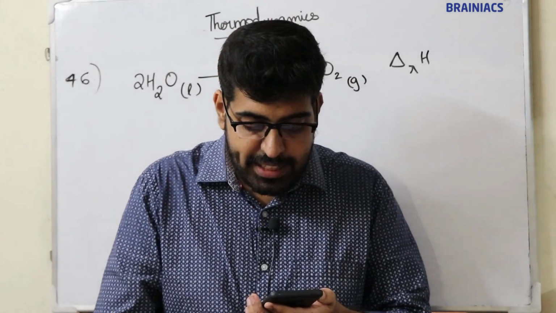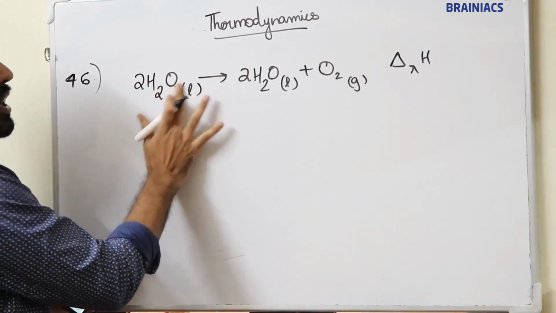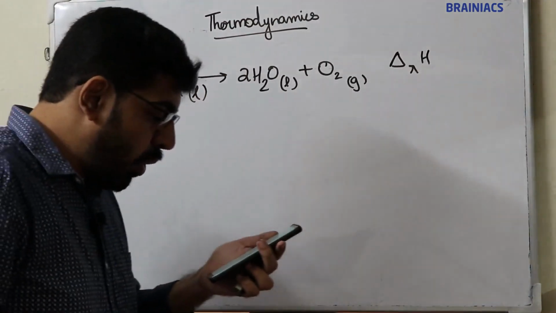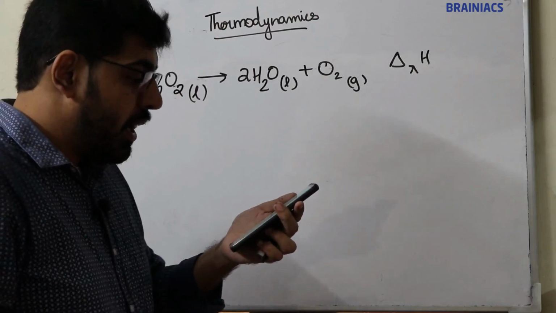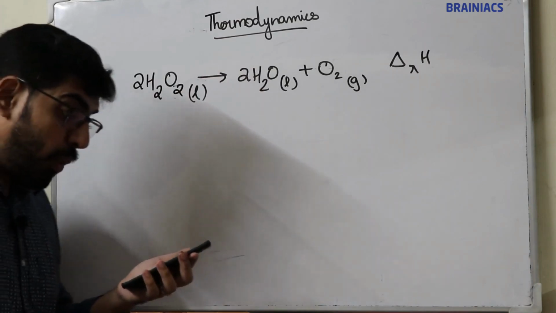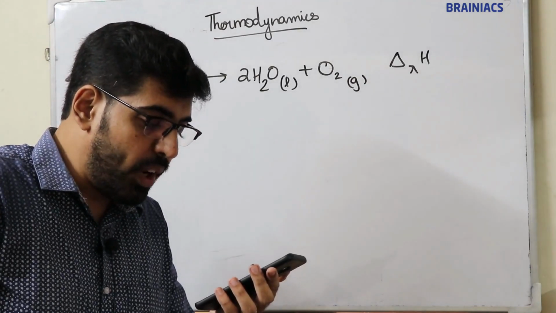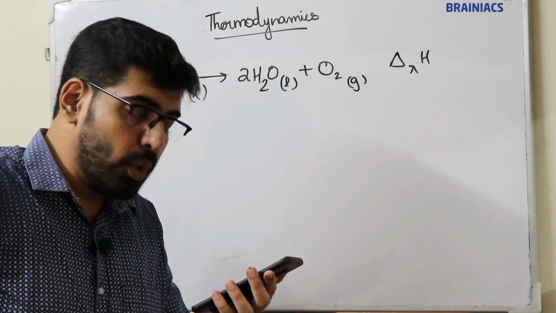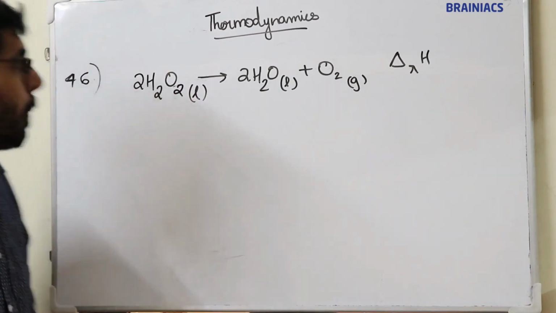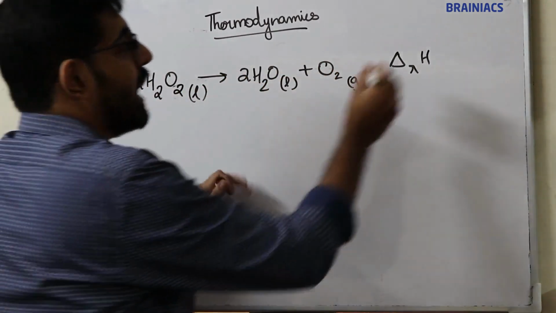The change in the enthalpy for a reaction 2H2O2 liquid giving 2H2O liquid plus O2 gas. The enthalpy of formation of H2O2 and H2O are minus 188 and minus 286 kilojoules per mole respectively. We have to calculate the enthalpy of this reaction. So H2O2 decomposes to form H2O and O2, and we have to calculate the enthalpy of reaction.